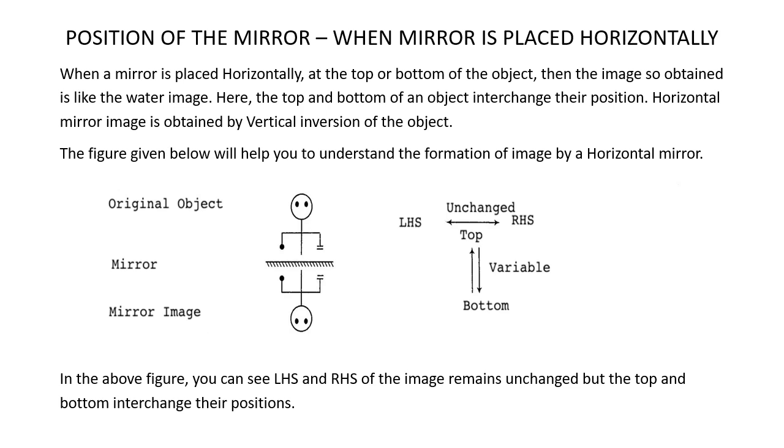Also, you can see that the left-hand side and the right-hand side of the object remain unchanged in the mirror image. Hope you have understood the type of image that is obtained when a mirror is placed horizontally.